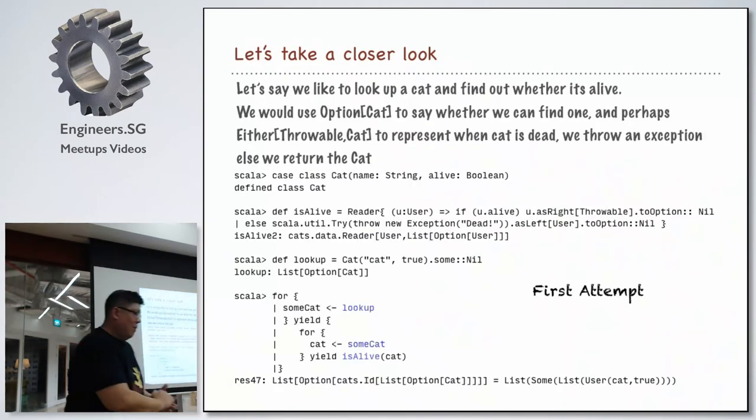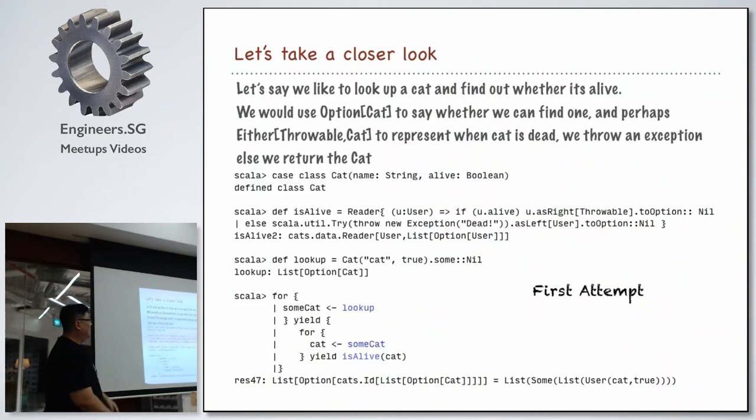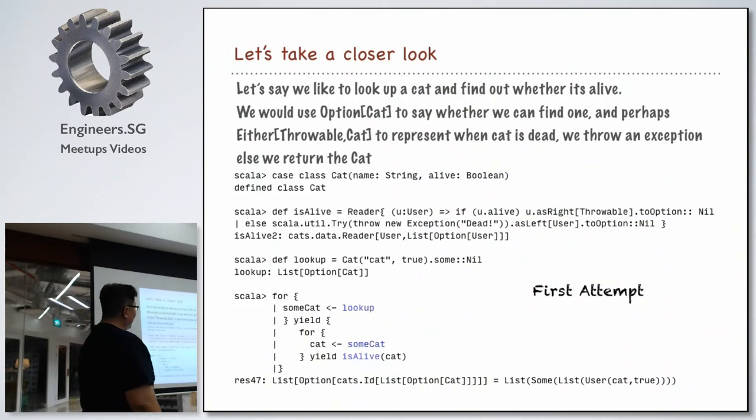Okay, monad transformers. This is going to be a tough one. I try to look at the problem and see how it can be applied and try to derive some understanding from that. So let's say we have a problem statement. We have a cat. We want to find out whether it's alive. Either it's alive or it's not alive. But in order to find out whether the cat is alive, I need to determine whether I can actually find the cat, right?